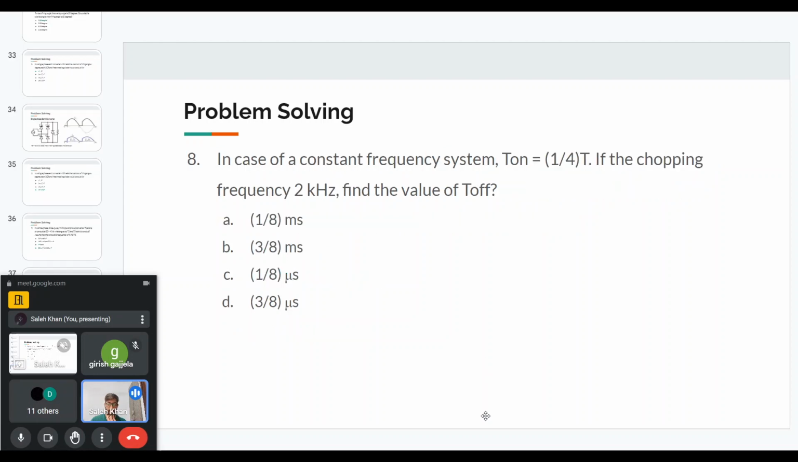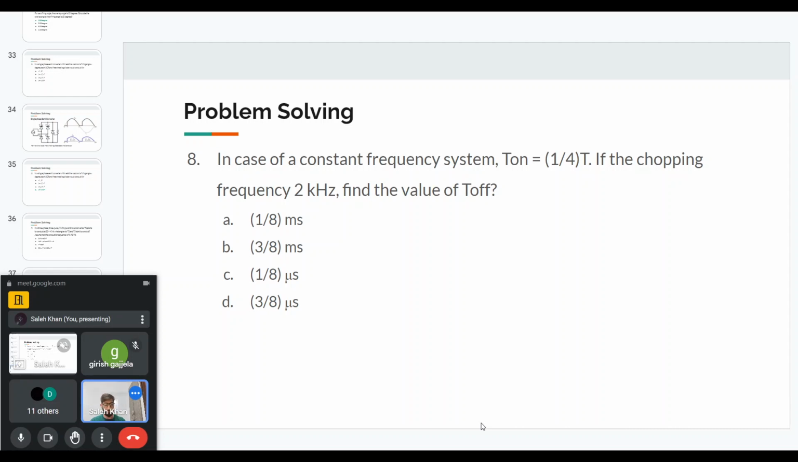So the eighth question is, in case of a constant frequency system, T on is given as 1/4 of the total switching time, which is T. If the chopping frequency is 2 kilohertz, find the value of T off. So again, this is not a very difficult question. You can try in 1 or 2 minutes. You can probably find the answer.